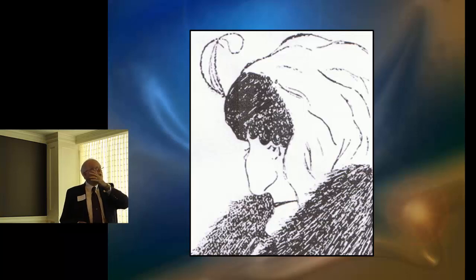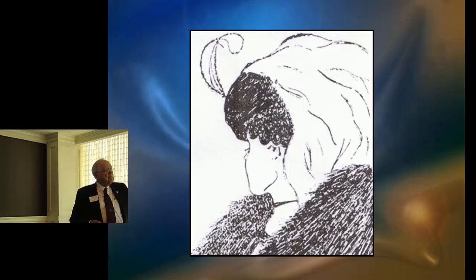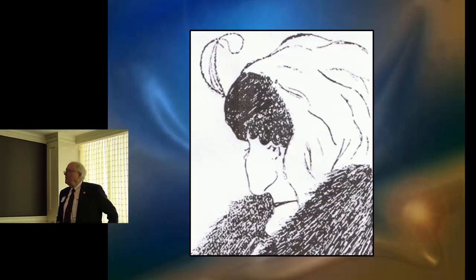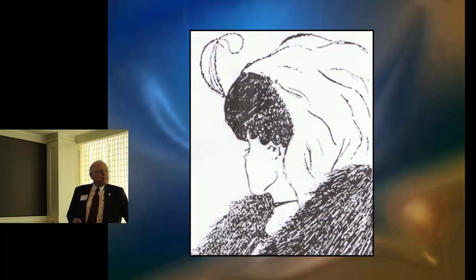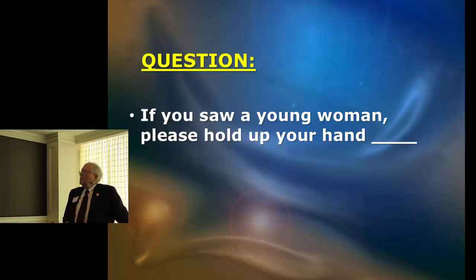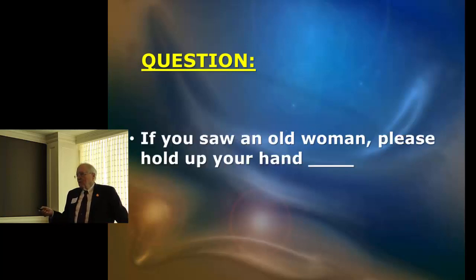Now, I'm not going to go into why it was that you saw an old woman or a young woman. That gets off into topics that I don't want to get into. But that is an optical illusion, basically, and it's one of the exercises that we're going to do. Here's another one for you.